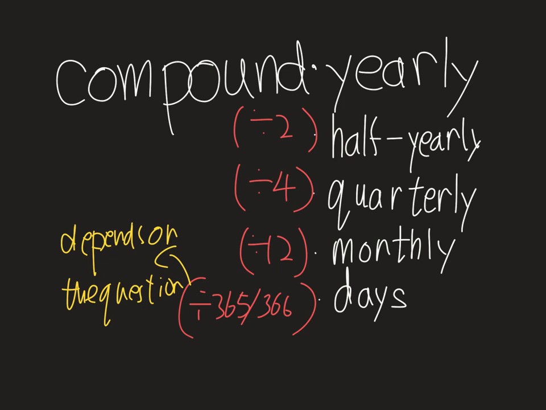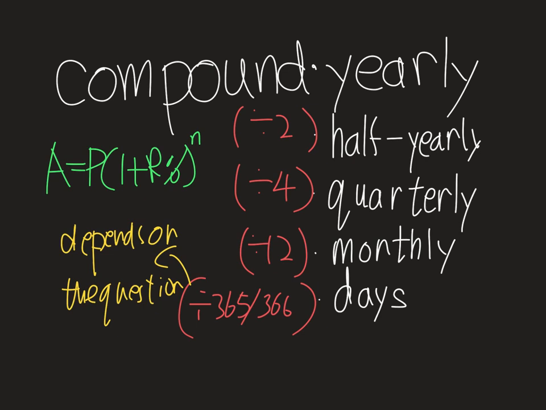Now we are going to write down the formula. Amount equals principal times (1 plus r%) to the power of the number of periods. If it is yearly, it is okay to write the number of periods as the number of years.